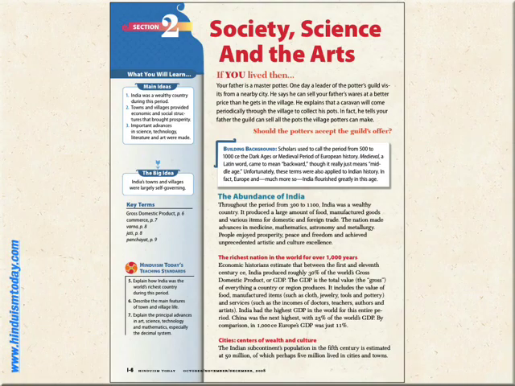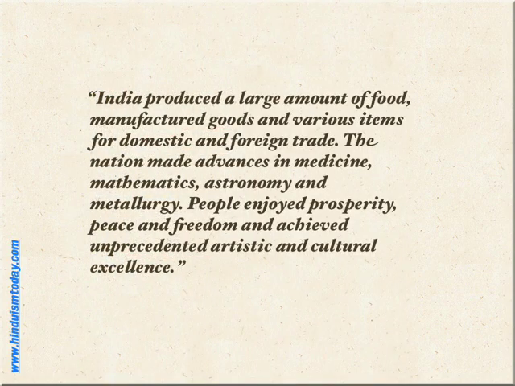The second section describes the social and economic life in the cities and in the villages, along with India's advancement in science, technology, and the arts. India produced a large amount of food, manufactured goods, and various items for domestic and foreign trade. The nation made advances in medicine, mathematics, astronomy, and metallurgy. People enjoyed prosperity, peace, and freedom, and achieved unprecedented artistic and cultural excellence.